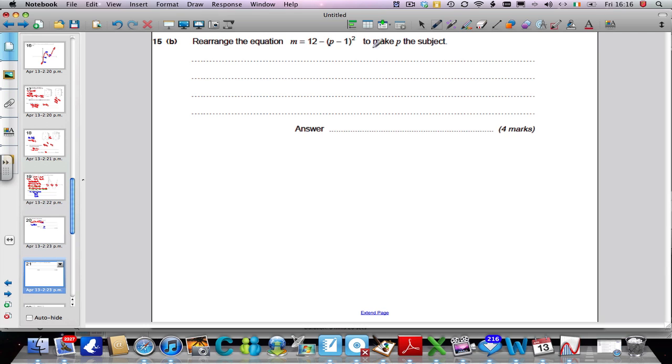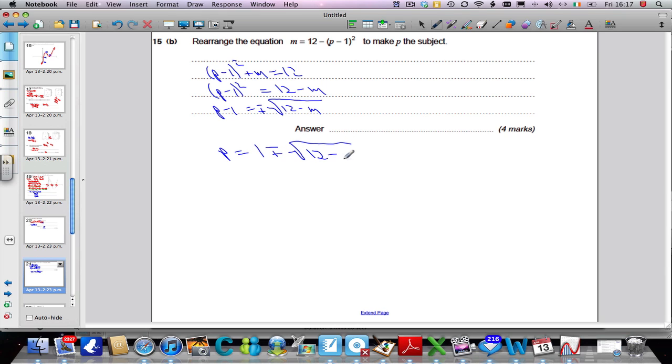Okay, changing the subject of a formula. So I want to make P the subject of the formula. First of all, I'm going to take everything with P over to the left. So we get P minus 1 all squared plus M equals 12. Take M off both sides. P minus 1 all squared equals 12 minus M. Take the square root. P minus 1 equals plus or minus the square root of 12 minus M. Therefore P is equal to 1 plus or minus the square root of 12 minus M.